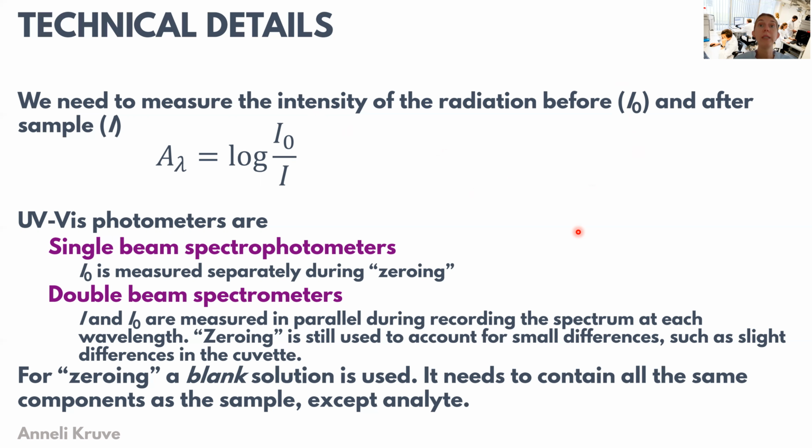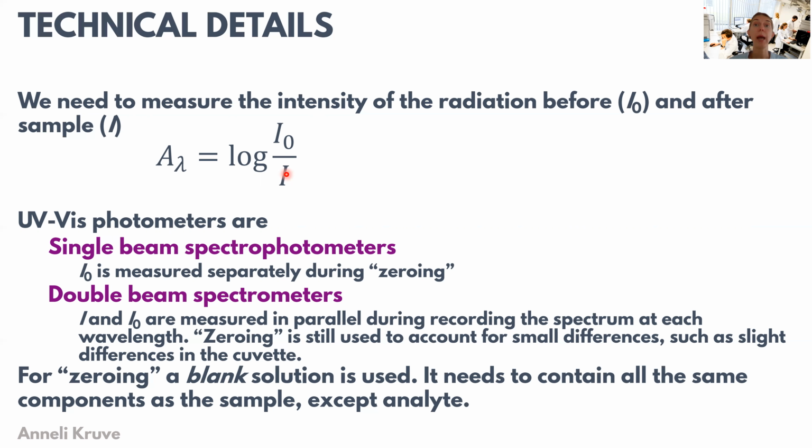So what we need is a cuvette which contains the solvent, or ideally also other additives that we have used in preparing our sample, besides the analyte. Then we measure the I0 when the light from the lamp through the monochromator goes through this blank and reaches the detector. So this is how we obtain the I0. And the I, of course, is obtained when we are measuring the sample.